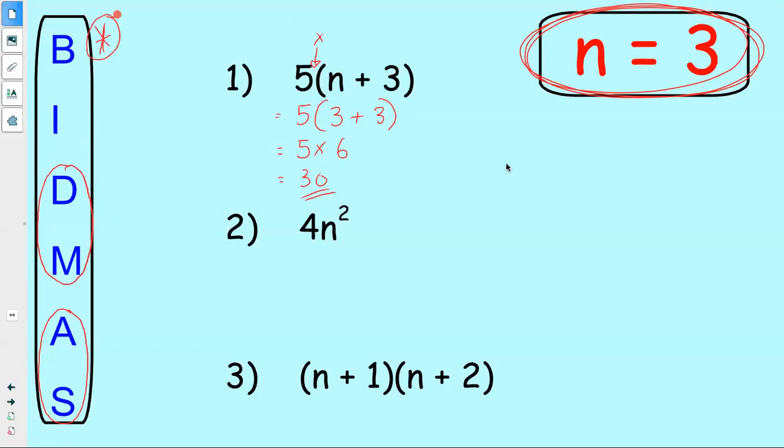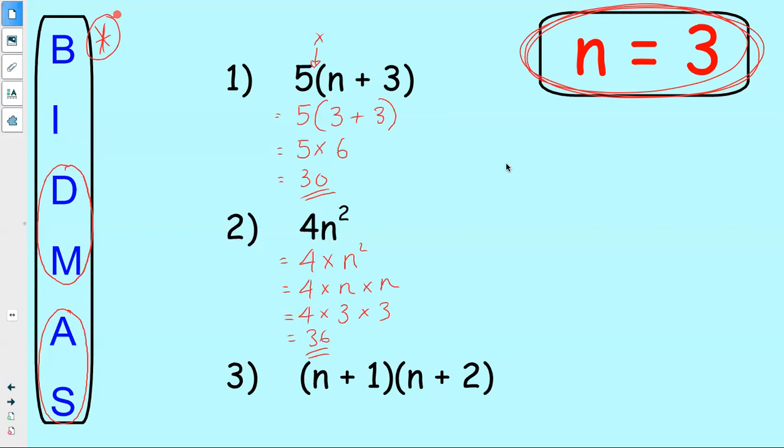Okay. This one you're doing 4 multiplied by n squared, which is 4 multiplied by n multiplied by n, which is 4 multiplied by 3 multiplied by 3. So 4 multiplied by 3 is 12, then multiplied by another 3 is 36. Let's put the equal signs here.